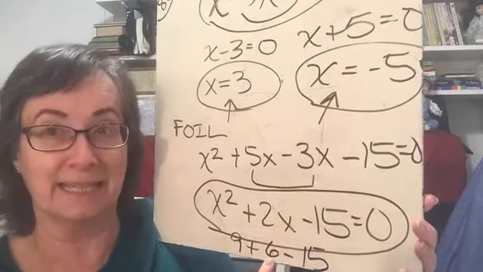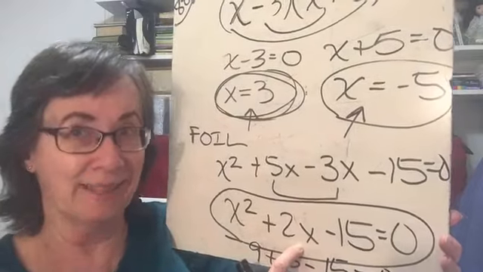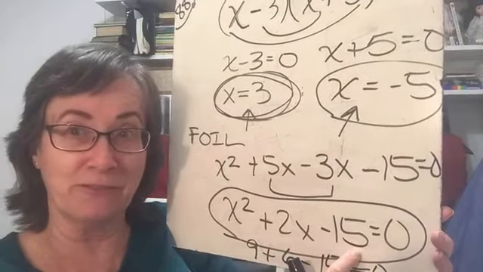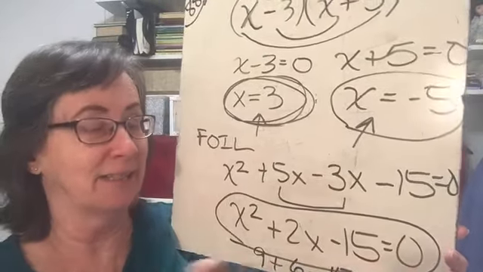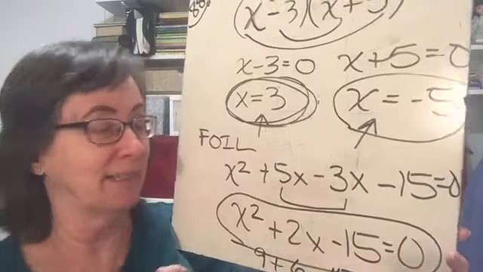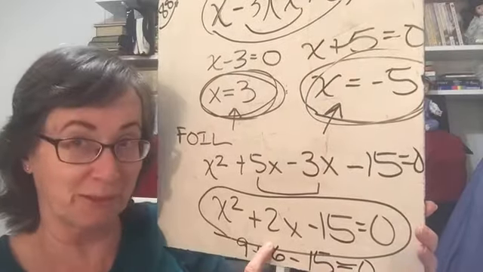So now let's try the other one, negative 5. Negative 5 squared is 25. Negative 5 times 2 is negative 10. 25 minus 10 is 15. Take away another 15 is 0. And negative 5 also makes this equation a true equation.